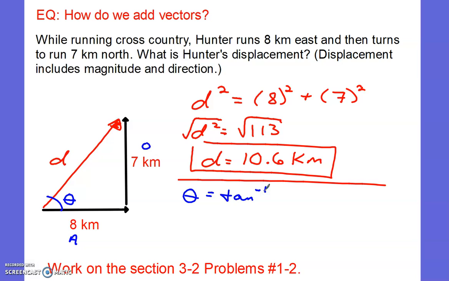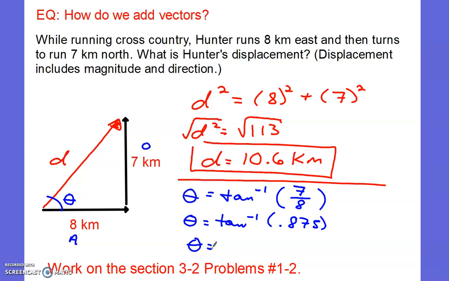I'll write that as tangent with a -1. That means the inverse tangent. Using SOHCAHTOA, it is opposite divided by adjacent. If I divide 7 by 8, I get that it is 0.875. That is not my answer. I have to look up what the inverse tangent of 0.875 is.